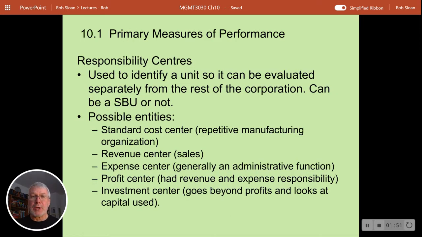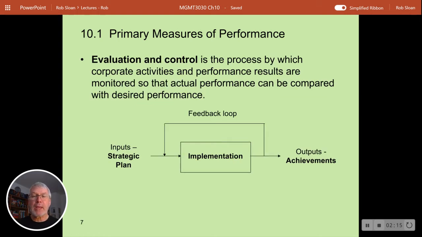Now, at that business unit level, it can be a strategic business unit, but within the company it can be standard cost centers or revenue centers like sales, expense centers, administrative functions. All of them can work as independent units, but working towards the collective goals of the organization. So we have to tie them in. And evaluation and control is the way that we do that.